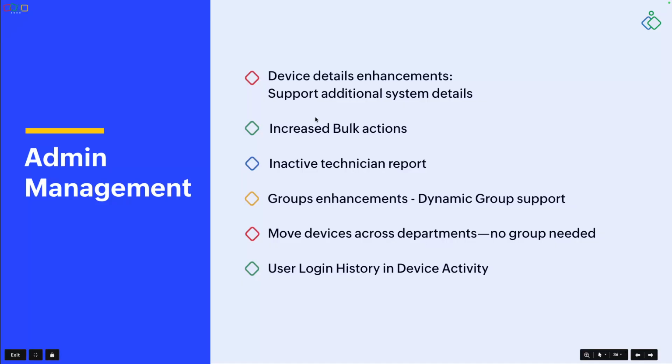We've also increased the bulk actions that you can do on the Zoho Assist console. Earlier, it used to be limited to just 50 sessions, 50 devices, or 50 actions at any given time. Now that is increased to a larger number, so we don't have a direct limit there. You'll be able to do bulk actions on a large number of devices as well.